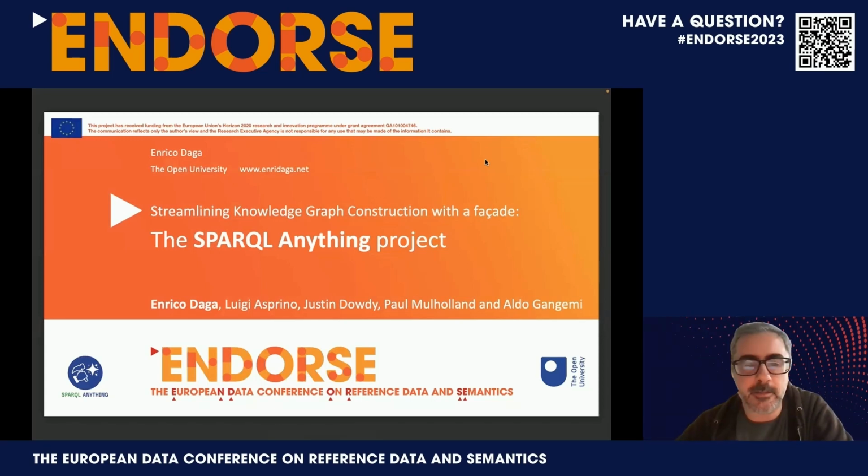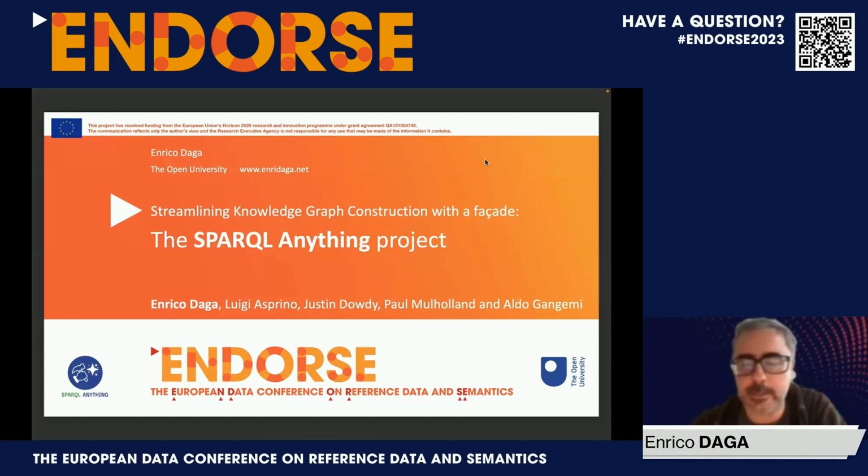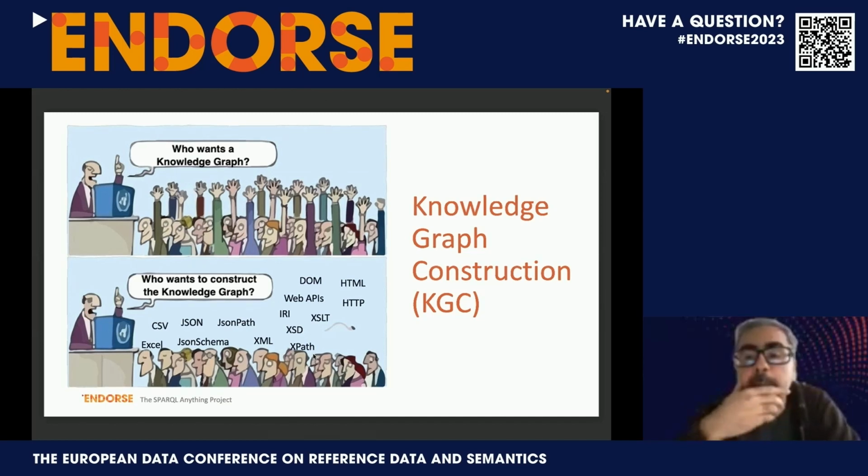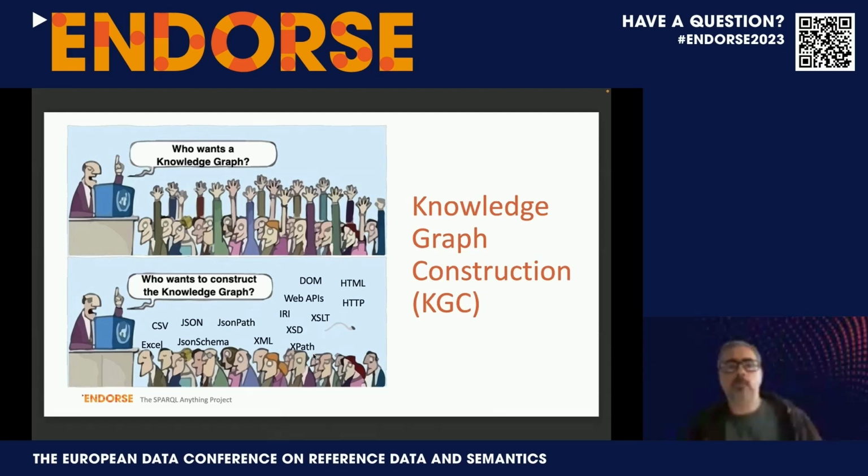So thank you. I'm Enrico Daga from the Open University. And I'm very happy to be here today to talk about our SPARQL Anything project, which is about knowledge graph construction. Knowledge graph construction is an important problem because knowledge graph is essentially today the main solution for data integration. And its main raison d'etre is to support a seamless integration of a lot of data.